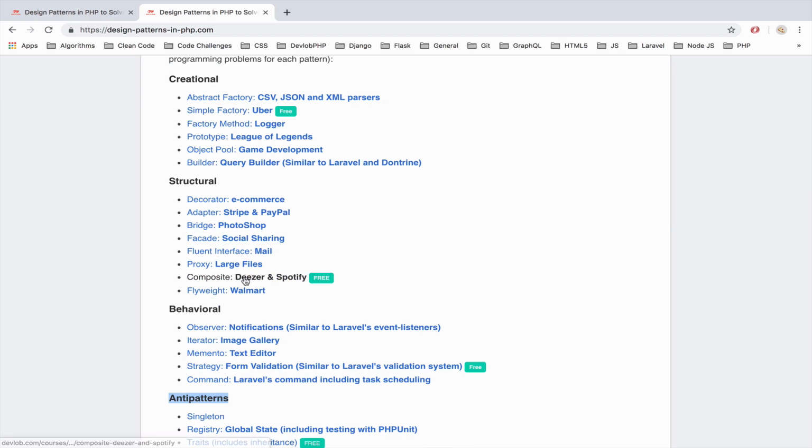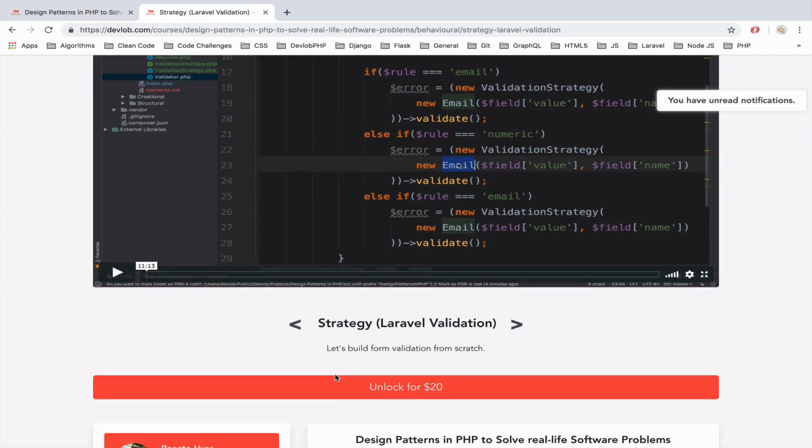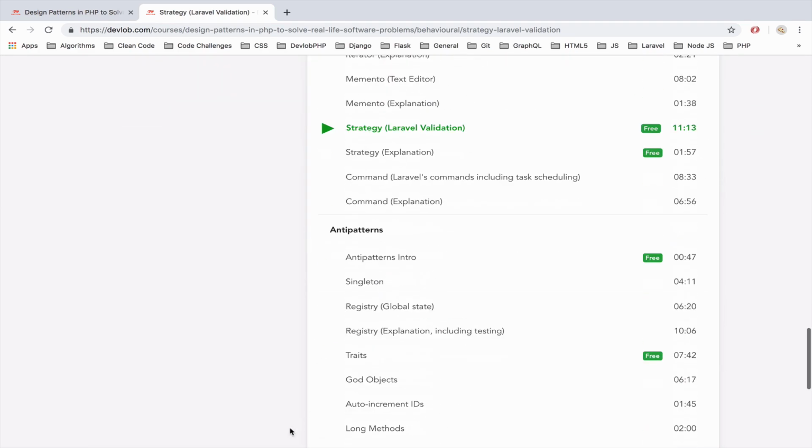In the composite design pattern, for example, which is a free video, we set up a playlist similar to Deezer or Spotify. In the strategy design pattern, another free video, we set up a validation system similar to Laravel. These are only 2 examples, and there is a lot more to this course, of course. As you can see, there are many videos here.